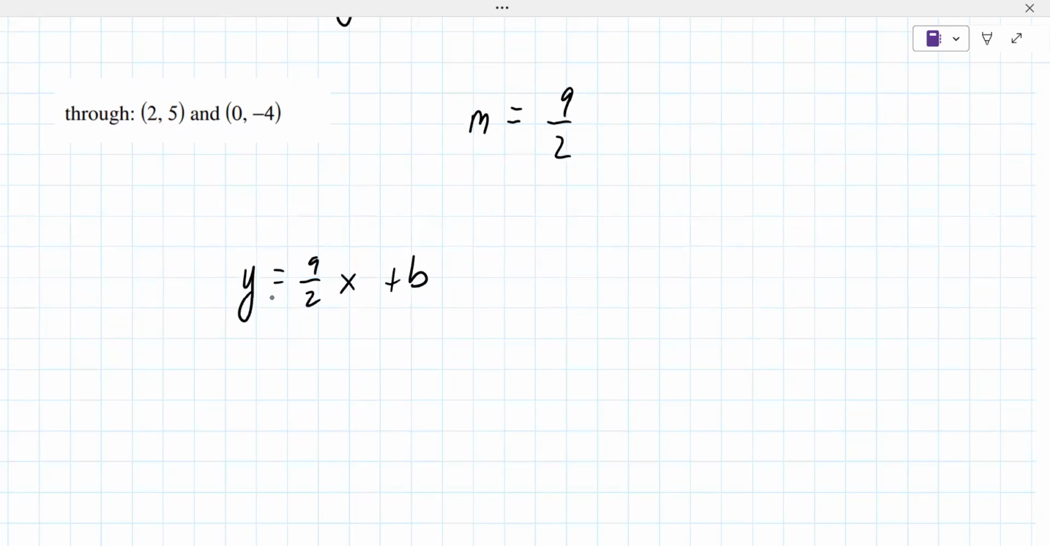-9 over -2. So what does that reduce to? Just the signs. Think about the signs. Two negatives make a positive. So +9 over 2. Okay, so y equals 9/2 x plus b. Use either point and solve for b.